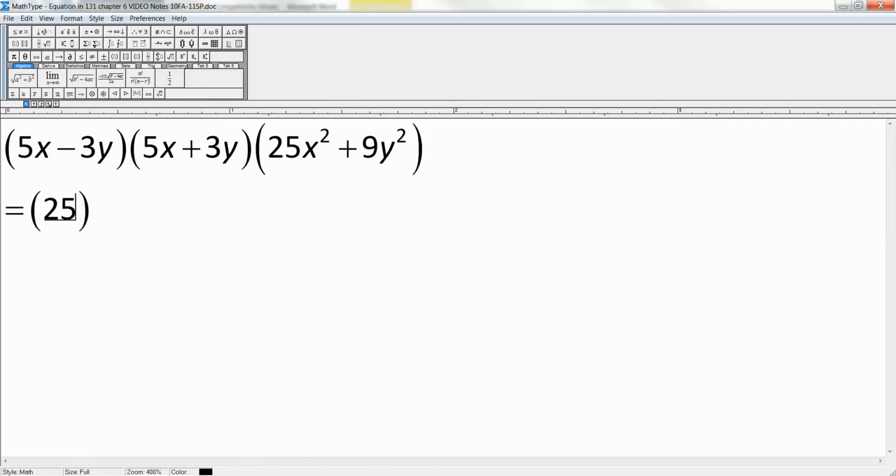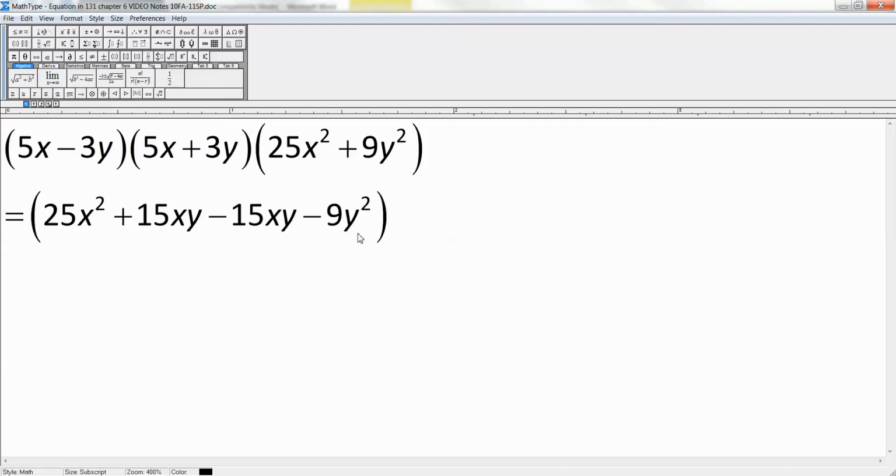So it's going to make 25x squared. That's 5x times 5x. 5 times 5 is 25. X times x is x squared. Then you're going to have a plus 15xy, because 5x times 3y makes 15xy, minus 15xy, because a minus 3 times a positive 5 makes minus 15, minus 9y squared. And then this back one back here I haven't done anything to.